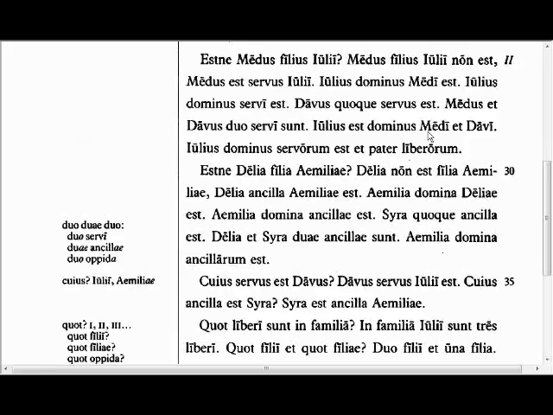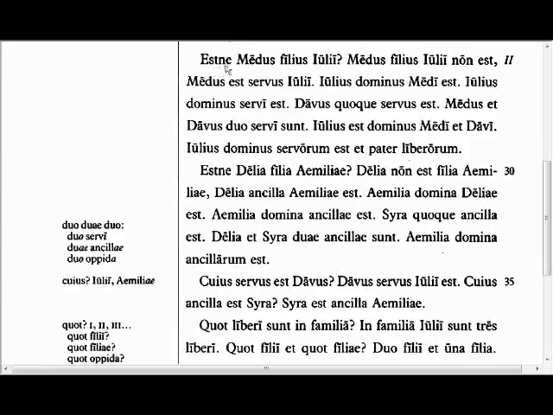Now pause the recording and read that, practice that on your own. Now let's translate this section, starting with Estne Medus filius Julii.